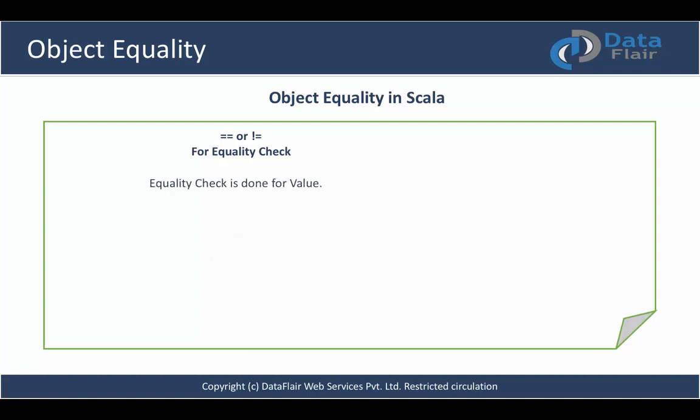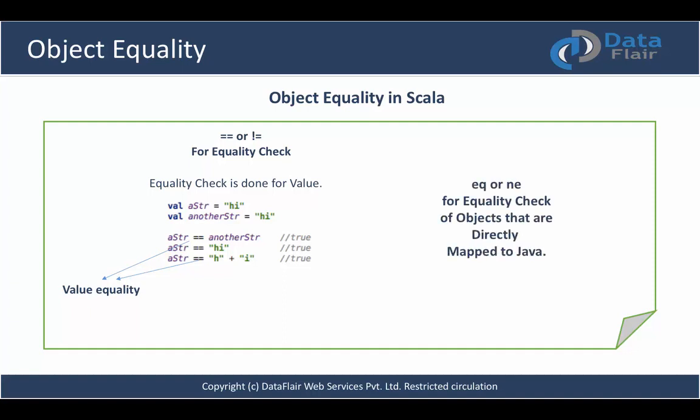Suppose, for example, we have defined a string that is "hi" and we have defined another string that is also "hi", and we use this double equal operator, it will compare the values. It means to say what is the string value, what is the literal it has. So it will evaluate that, and based on that it will give true or false. But if you want to equate the objects they are referring to, we can use eq or ne. So this is how operators in Scala are different than in Java.